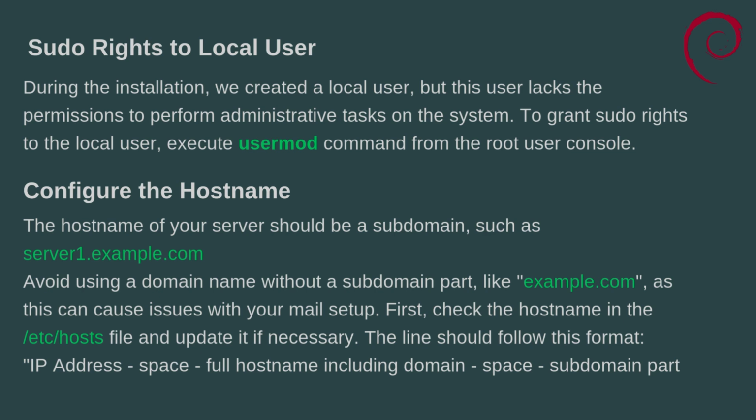Configure the hostname. The hostname of your server should be a subdomain, such as server1.example.com. Avoid using a domain name without a subdomain part, like example.com, as this can cause issues with your mail setup. First, check the hostname in the /etc/hosts file and update it if necessary. The line should follow this format: IP address, space, full hostname including domain, space, subdomain part.